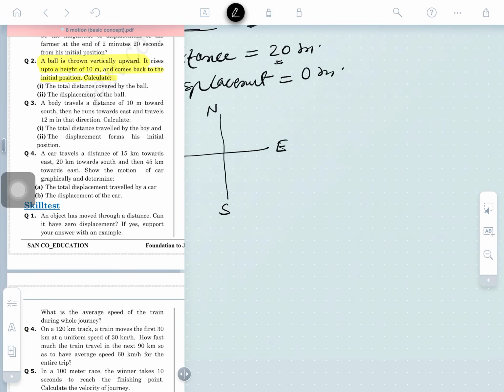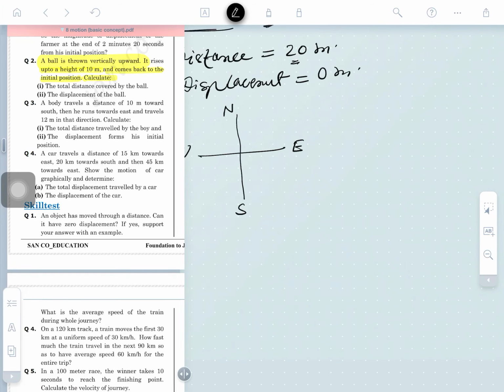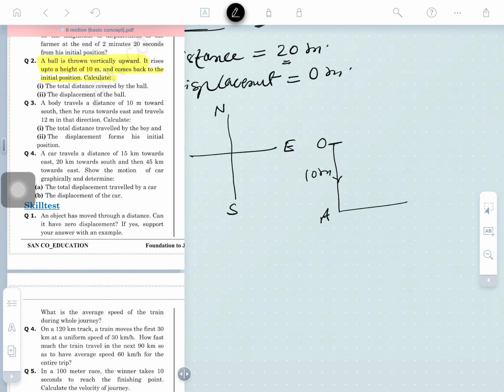The question is saying that a body travels a distance of 10 meter towards south. Towards south means he starts the journey 10 meter downside. Is that clear? Starting from O, he goes to A, so O to A is 10 meter. Then he runs toward east. Where is the east here? Please tell me. Left or right? Again, he will run toward east.